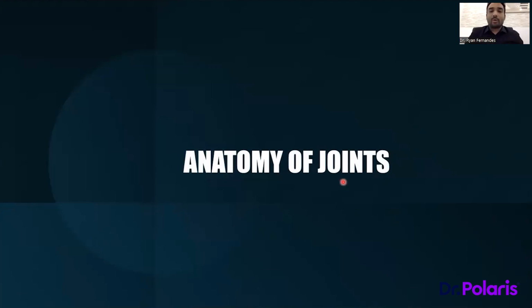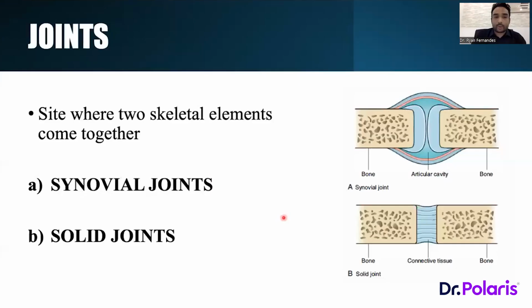Yes. All right. Thank you. Good evening, everyone. We began a bit of joints in the previous session, and we'll brush through what was taught last time, and we'll also learn something new today. So, first, coming to joints. Whenever we talk about joints, we need to remember that there are two types of joints: synovial joints and solid joints. As you know, joints are the areas where two skeletal elements meet each other, where they come together.